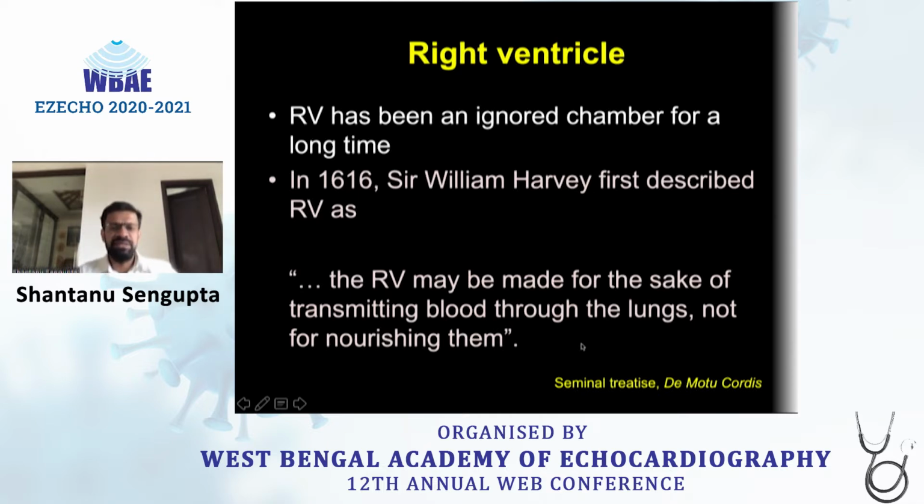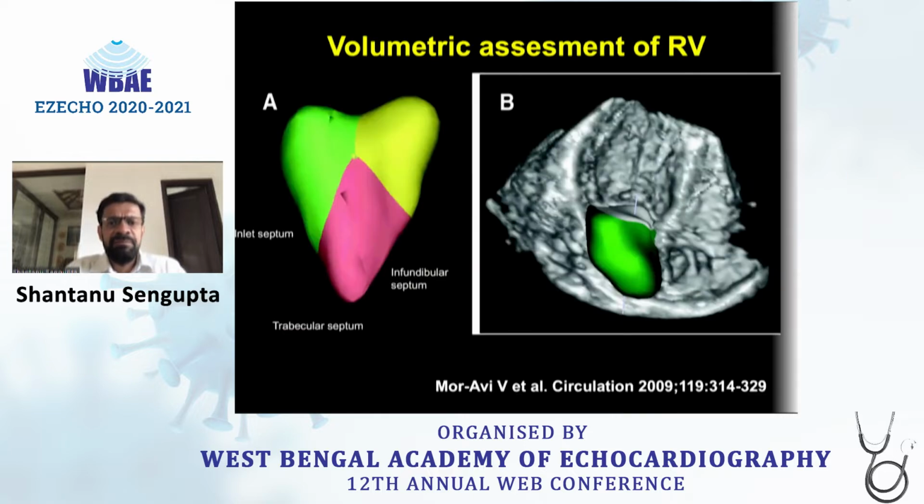The RV is made just for the sake of transmitting blood to the lungs, not for nourishing them. This was an important statement which Dr. William Harvey made 400 years back. And we do understand that the RV has an inlet septum, trabecular septum, and infundibular septum, and a volumetric assessment of the RV is important to understand how it performs across a low vascular resistance structure.